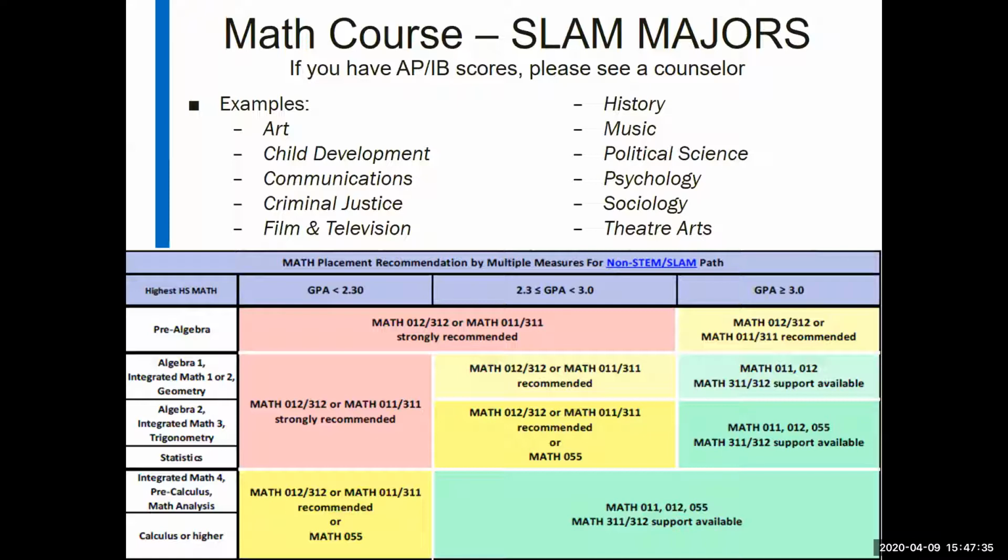So if your GPA is below 3.0 or you don't feel as strong in your math skills, you would want to take Math 312 with Math 12 or Math 311 with Math 11. Again, these are a 30-minute to 1-hour co-requisite course that goes over the fundamentals of math, and just makes sure that you are successful in the math course that you are taking.